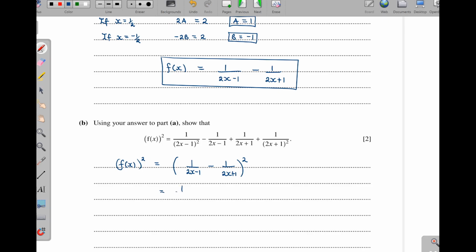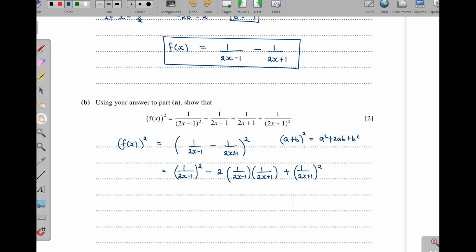So we are going to have 1 out of 2x minus 1 squared, then this times that. Then we are going to get minus 2, then times 1 out of 2x minus 1, then 1 out of 2x plus 1, and then square this one here. So we shall get 1 over 2x plus 1, then squared. Why am I using this one? In binomial expansions, you have a plus b squared is the same as a squared plus 2ab, then plus what? b squared. That is exactly what I'm applying here.